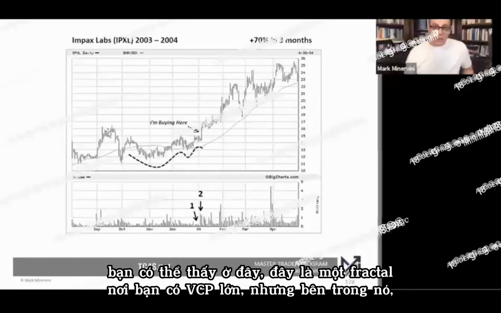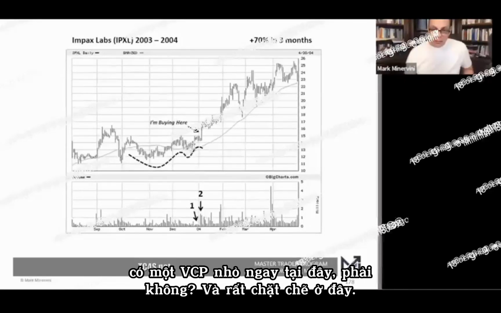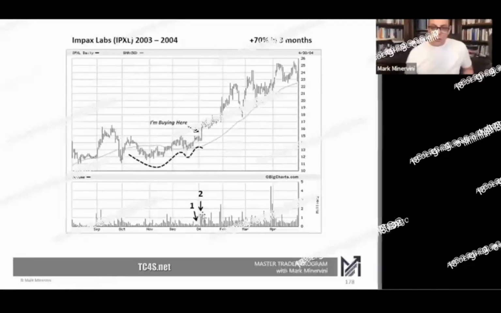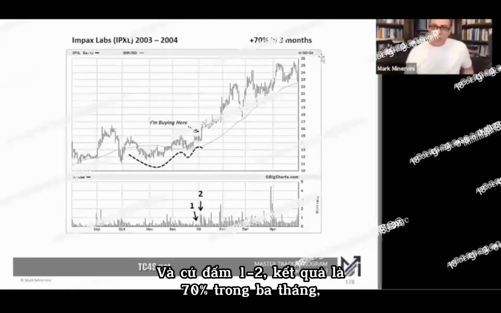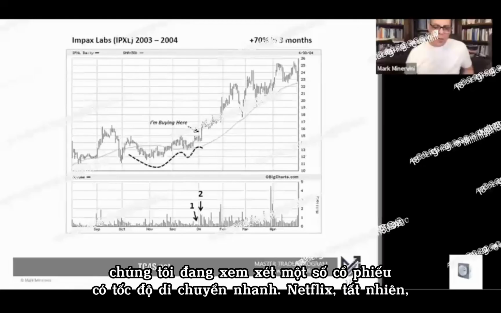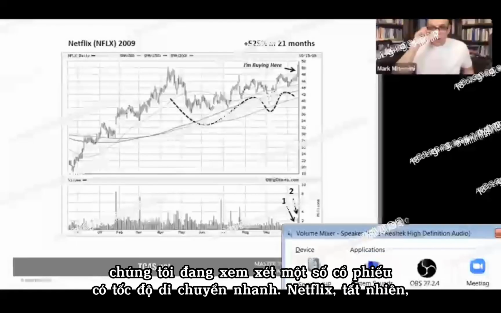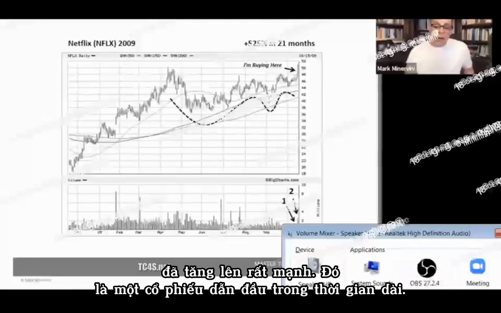You can see here, this is a fractal where you got the big VCP, but within it, there's a little VCP right here, right? And very tight here. There's the 1-2. Again, 70% in 3 months. We're looking at some stocks here that are velocity moves. Netflix, of course, went up a lot more. It was a secular leader.